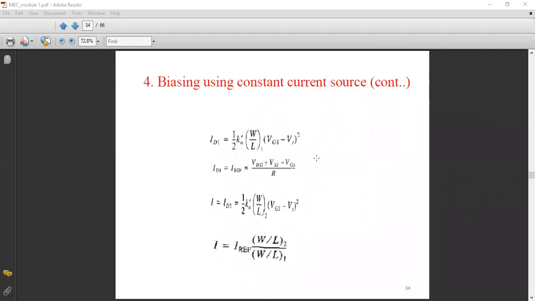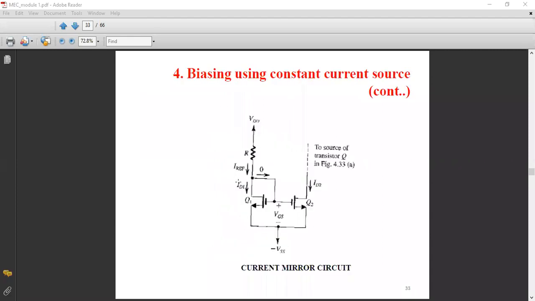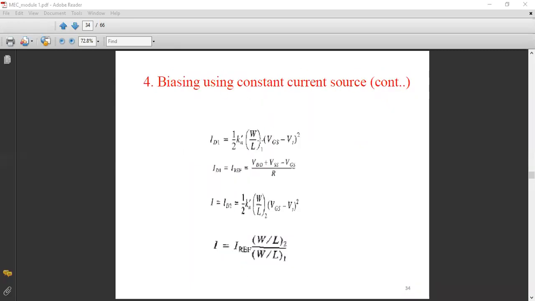Now coming to the design equation, consider that both the transistors are working in saturation. We have two equations. You remember the two equations for the drain current of a MOSFET when it is in the triode region as well as when it is in the saturation region. So assume that the two transistors Q1 and Q2 are in saturation region. Okay, so we have biased the two MOSFETs to be operated in saturation region.